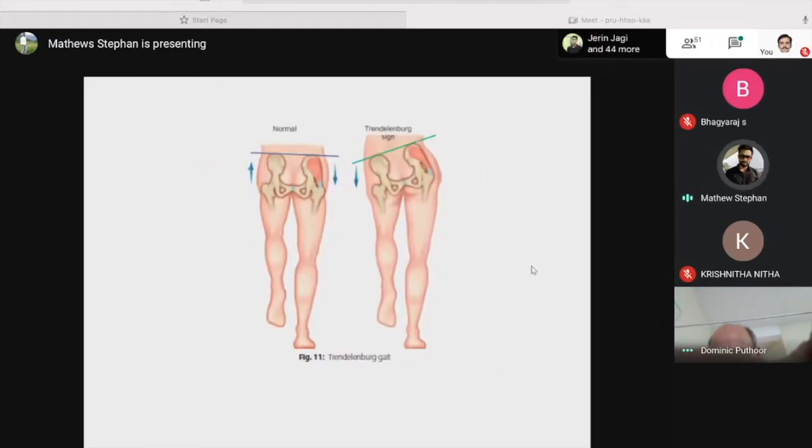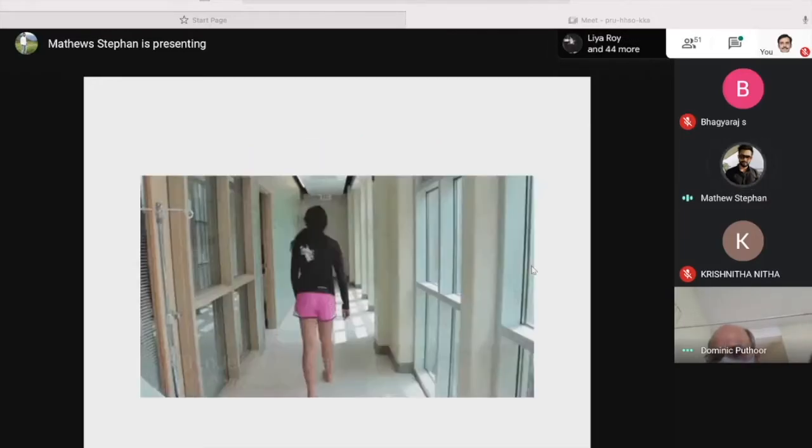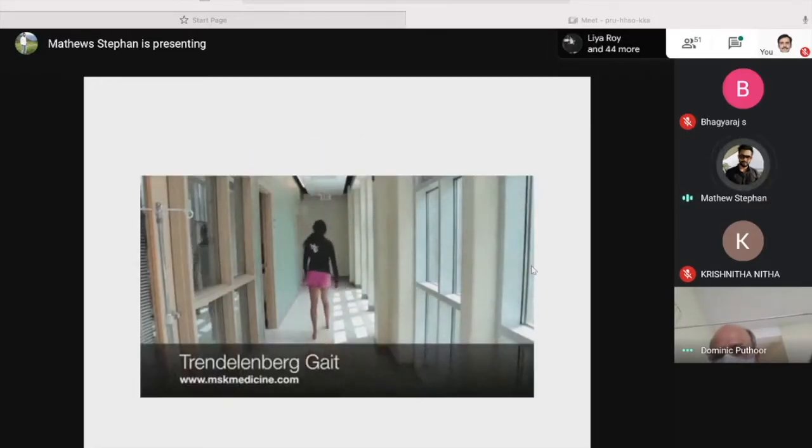When the patient is in stance phase on the right side, his gluteus medius on the same side will lift up the pelvis of the opposite side, that is, the side in swing. But when there is weakness of gluteus medius, there will be a drop of the contralateral side, and to accommodate it, the patient will bend towards the other side. And here in the image we can see the Trendelenburg gait.